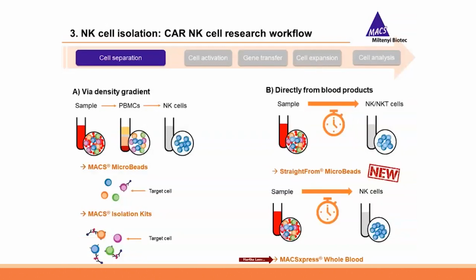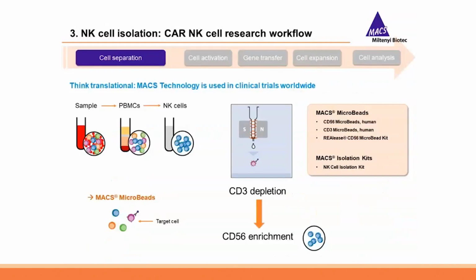In the case that you really want to translate your protocol to the clinic, I will always recommend to start thinking translationally from the beginning. So the way that we will isolate NK cells in the clinic is via a CD3 depletion followed by a CD56 enrichment. So we have these MicroBeads available that you can use either from PBMCs, or if you have buffy coats or blood, you can also use our Straight From technology. So it's just a hint for you that if you want to have exactly the same, you probably want to use these two MicroBeads.